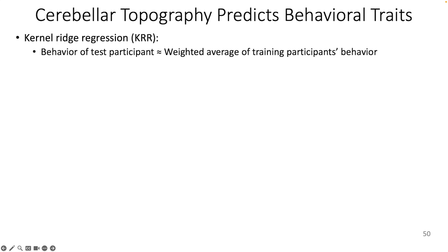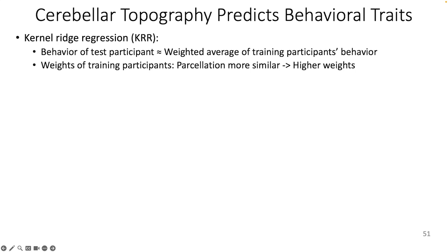Then we come to the last question. Is the cerebellar parcellation related to human behavior? To dig into this, we use a kernel ridge regression model. In short, we use a weighted average of the behavior scores from our training participants as a prediction of the behavior score of a test participant. Training participants will be weighted more if they are more similar to the test participant.